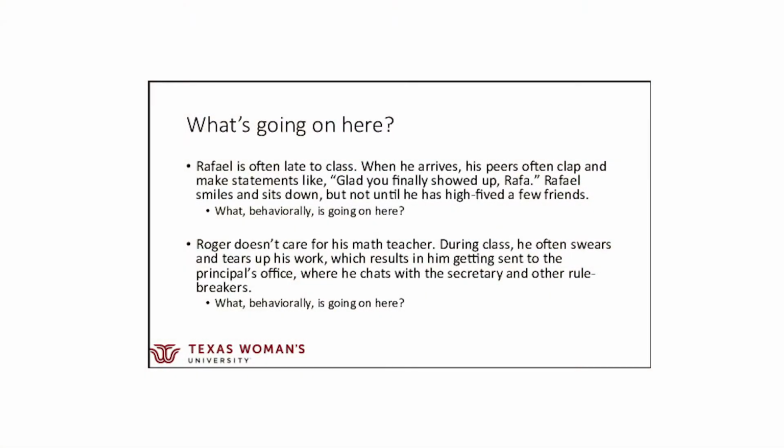So here are a couple of examples. Raphael is often late to class. When he arrives, his peers clap. They say things like, hey, we're glad you finally showed up, buddy. He sits down and smiles, but not until he has high-fived a couple of his friends. What is going on here, behaviorally speaking?